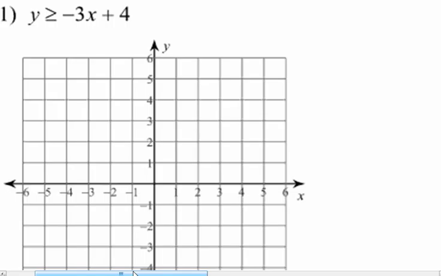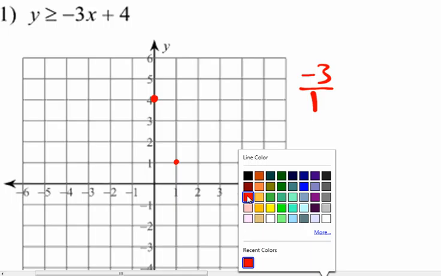When we start out graphing this line, we're going to pretend that we're still graphing just a regular line, that we're just looking at y equals negative 3x plus 4. In that case, we have a y-intercept at 4, and we have a slope of negative 3. So remember that we can change that into negative 3 over 1, which means we go down 3 and run 1, and there's our second point.